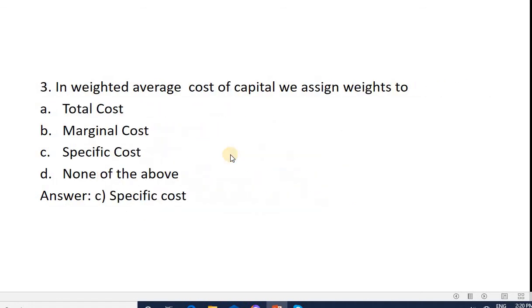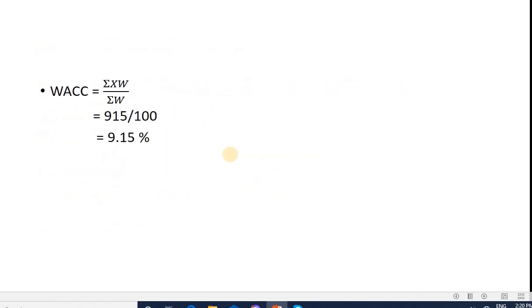So students, this is about weighted average cost of capital, the steps of calculating the weighted average cost of capital, and also the formula to calculate it. In the next session, we shall solve some more problems based on weighted average cost of capital.